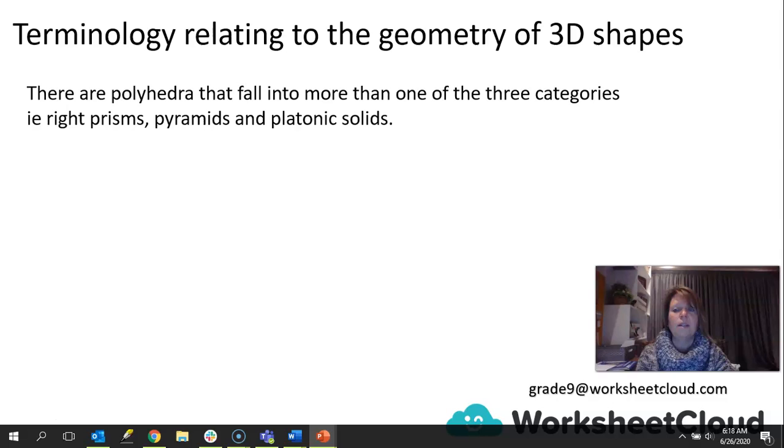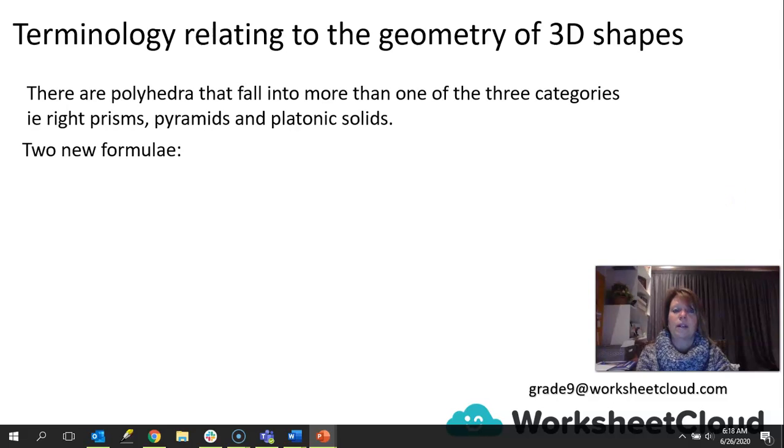Okay, there are polyhedra that fall into more than one of the three categories, i.e. right prisms, pyramids, and platonic solids. As you saw, the last platonic solid that we looked at was also a triangular-based pyramid. So that one fell into more than one of those three categories.